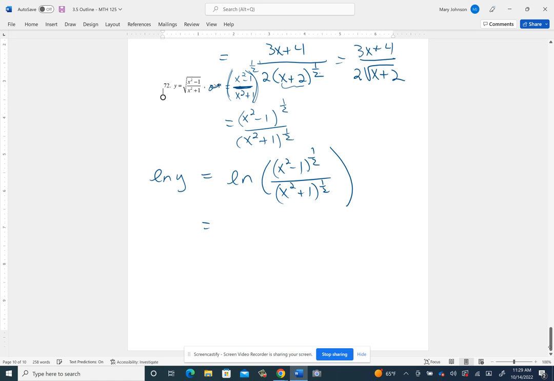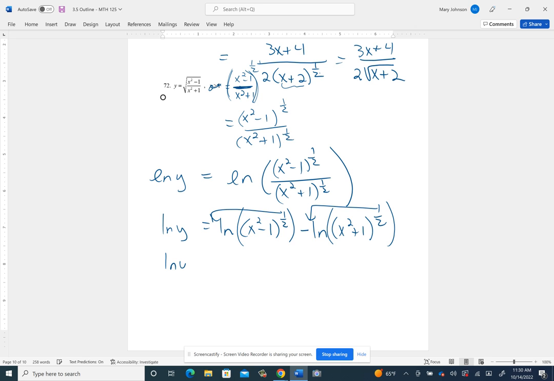I'm going to use my log properties to expand this. It was a quotient, so I know I can do the natural log of the numerator minus the natural log of the denominator. And then that 1/2 that we have can be brought down in front of each of those. And we wind up having 1/2 natural log of x squared minus 1 minus 1/2 natural log of x squared plus 1. And we can't do any more with our log properties. That's it.